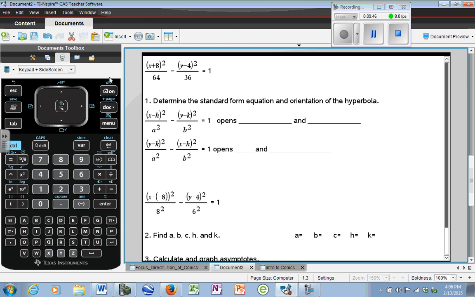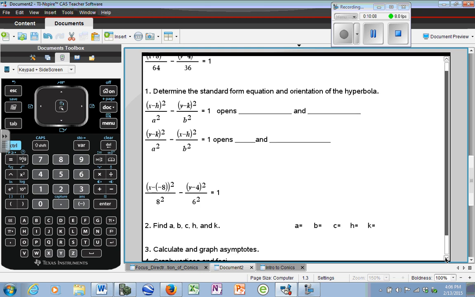So we put it in the standard form. It has to say x minus h. So what must h be? Negative 8. Y minus k. What must that be? 4. And then we change the 64 into 8 squared and the 36 into 6 squared. Pause if you need to think about that.